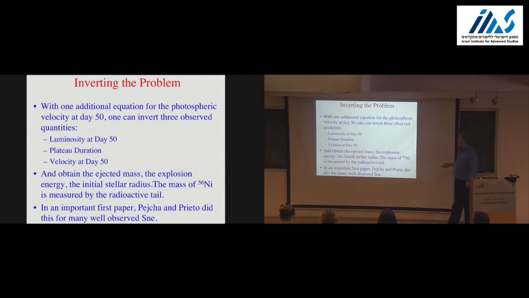So this has been done by Pejcha and Prieto quite nicely. Basically, they've been using 3 different variables: the luminosity at day 50, for which I've given you a formula; the duration of the plateau, for which I've given you a formula; and the velocity at day 50, for which I'm not talking about it. Unfortunately, it's right now under some uncertainty. But they took E as 1/2 mv squared, which is not a crazy hypothesis. But if I have 3 formulas and 3 variables, I invert it, and I can get the ejected mass, the explosion energy, and the initial stellar radius.